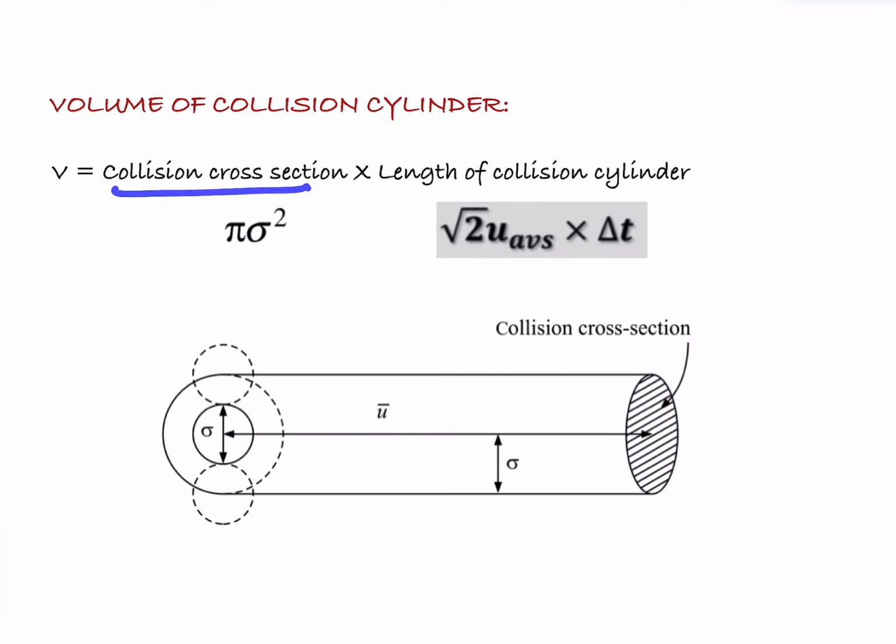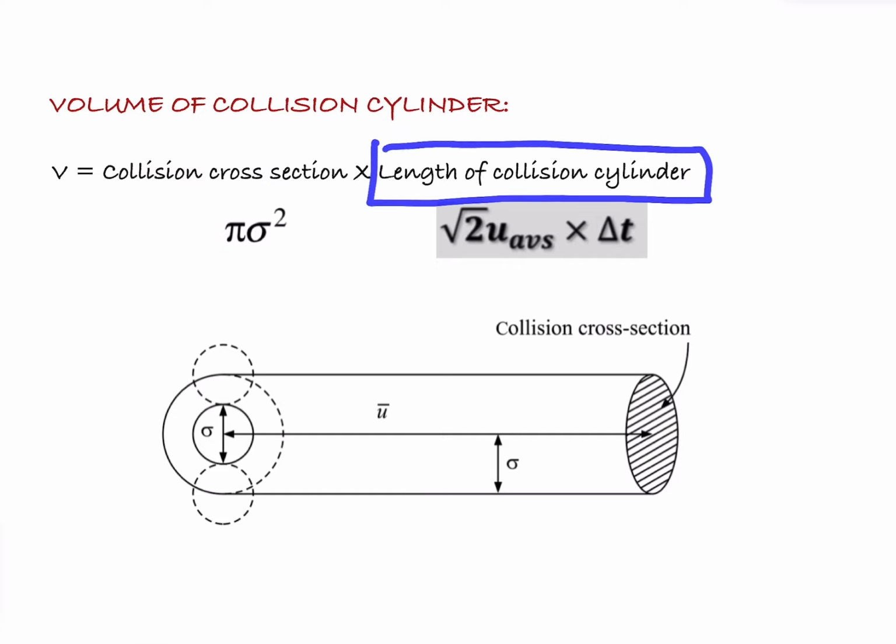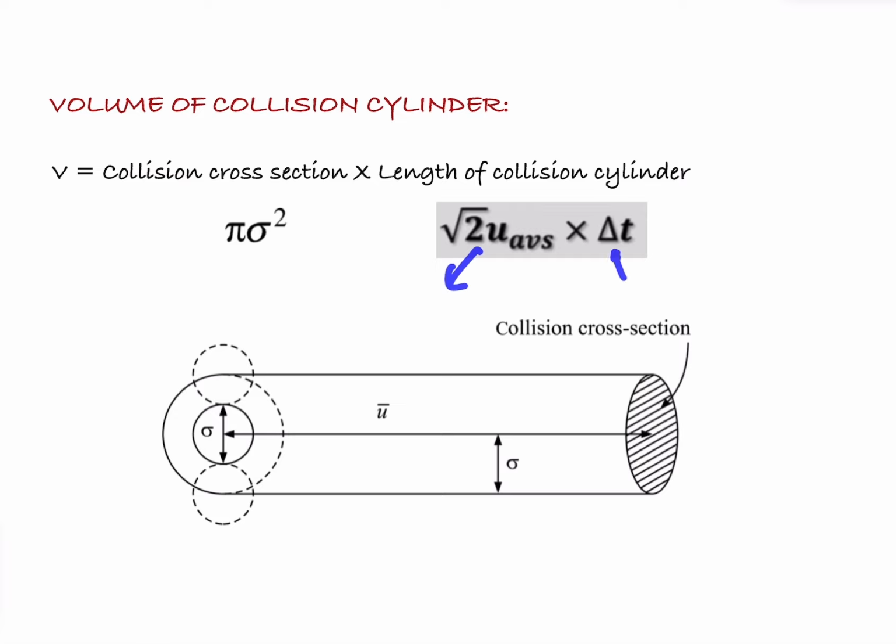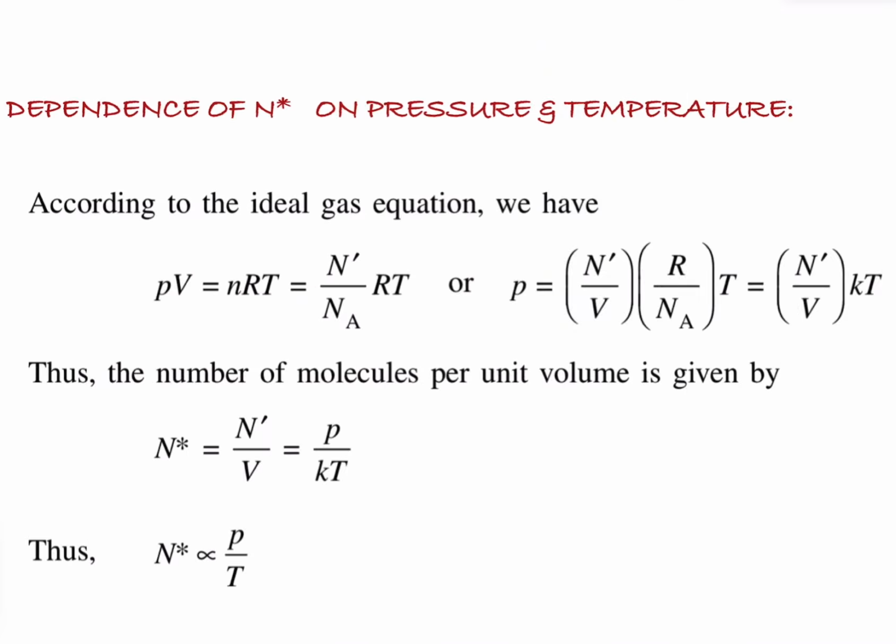The collision cross section we just now derived, that is pi sigma square. The length of the collision cylinder, in the previous video we already discussed, is the product of two terms. One is the relative velocity of the gas molecule and another term is delta t. So ultimately the volume of the collision cylinder is equal to pi sigma square root 2 times u average into delta t. This is the volume of the collision cylinder.